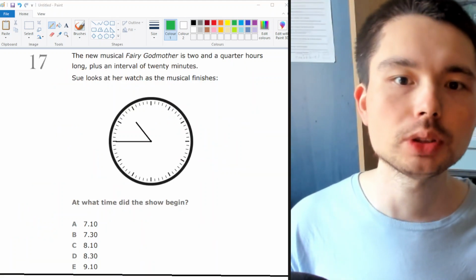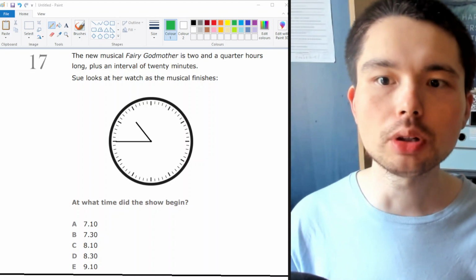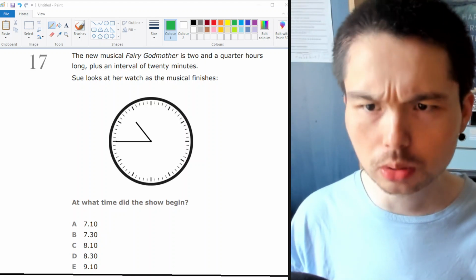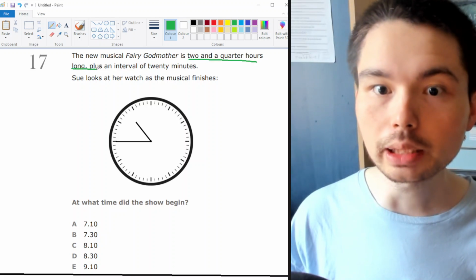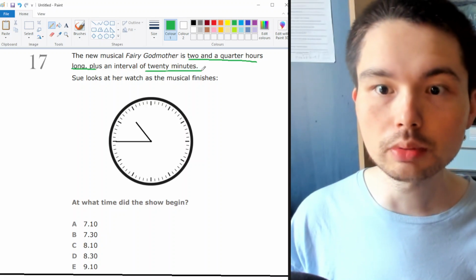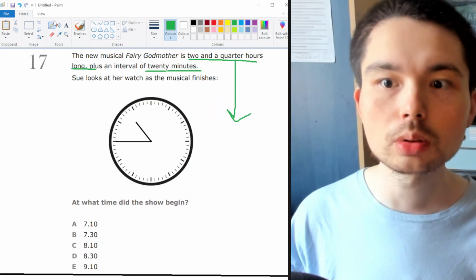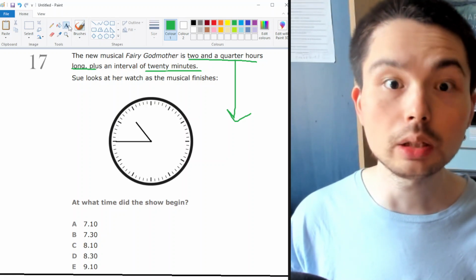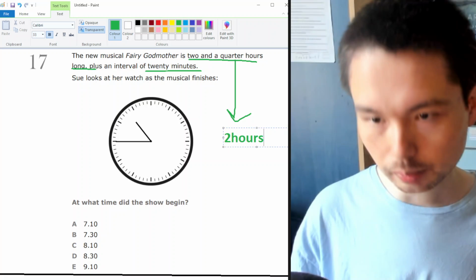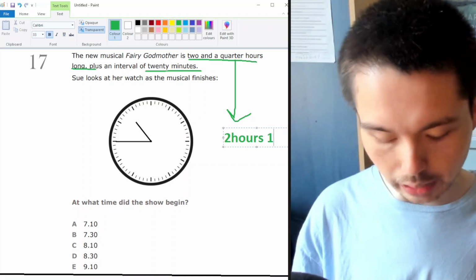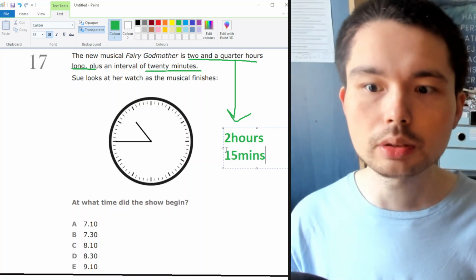Here we go. Question 17. The new musical Fairy Godmother is 2¼ hours long. So let's quickly write that. Plus interval of 20 minutes. 2¼ hours. A quarter of an hour, well, 60 minutes divided by 4 is 15. So straight away, you guys need to write that. And then interval of 20 minutes.